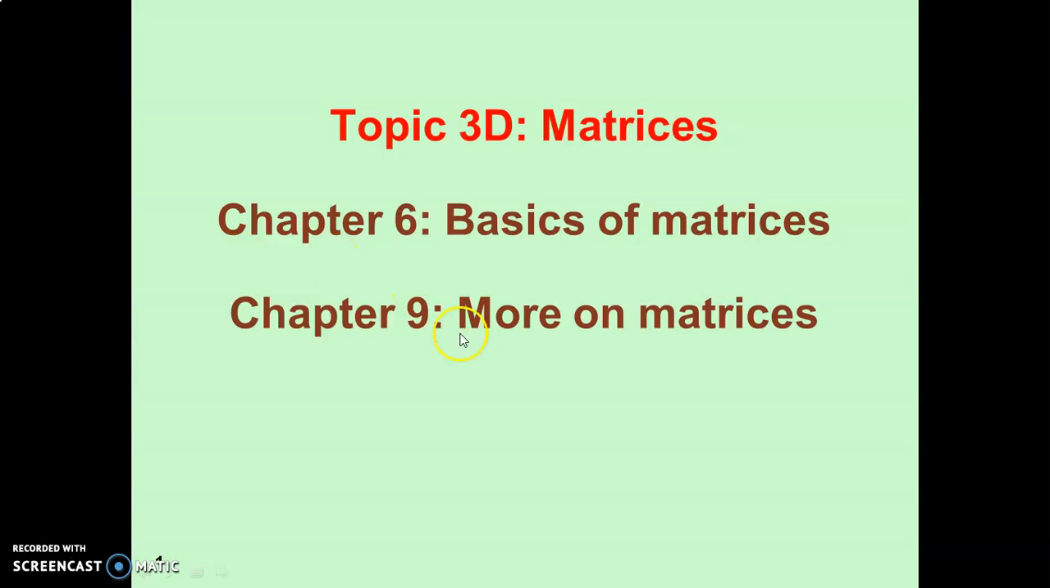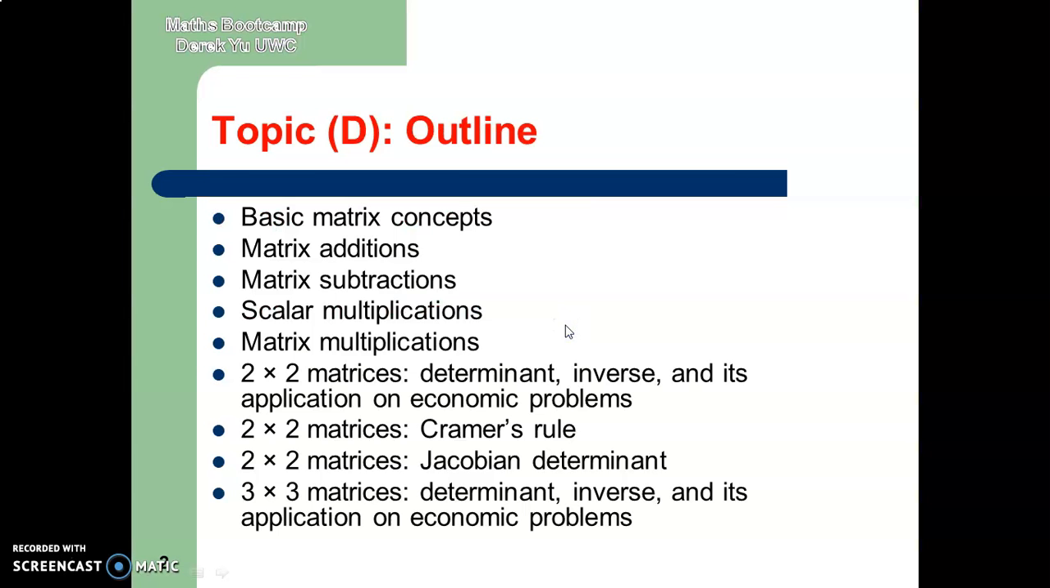Then we move on to the fourth math eco topic, matrices, chapter 6 and 9. But actually, we would only focus on chapter 6 because we would only focus on the basics of matrices and then 2 times 2 matrix. So we will leave 3 times 3 matrix, which is actually chapter 9 for Eco 739, the honors mathematical economics.